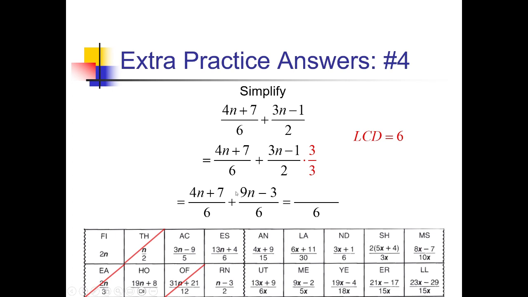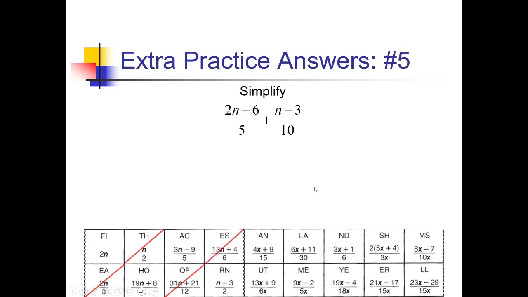4n plus 9n, that's going to be 13n. And then 7 plus negative 3 gives me a plus 4. I can't factor 13n plus 4 at all, so I'm going to have to keep that as my final answer then. And I see that, let's see, a 13 and a 4, I see that right here, so cross that off.